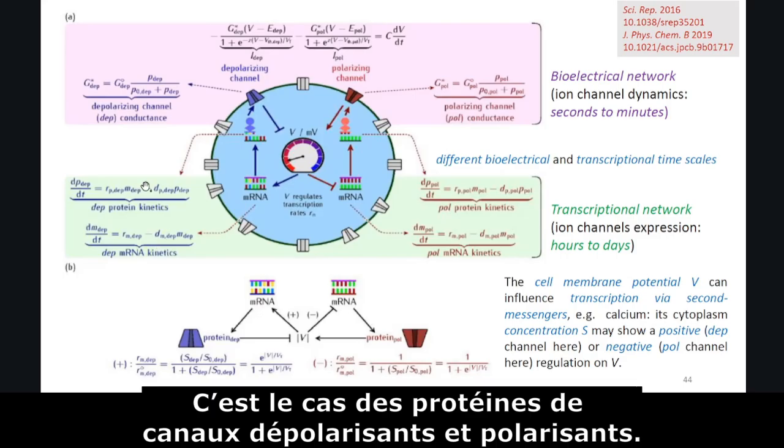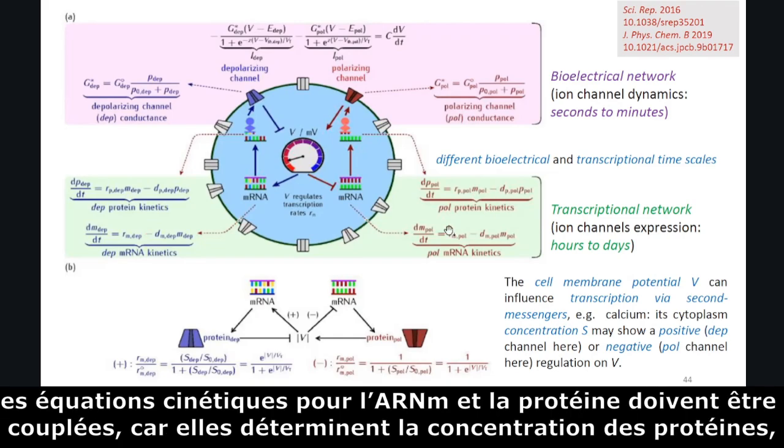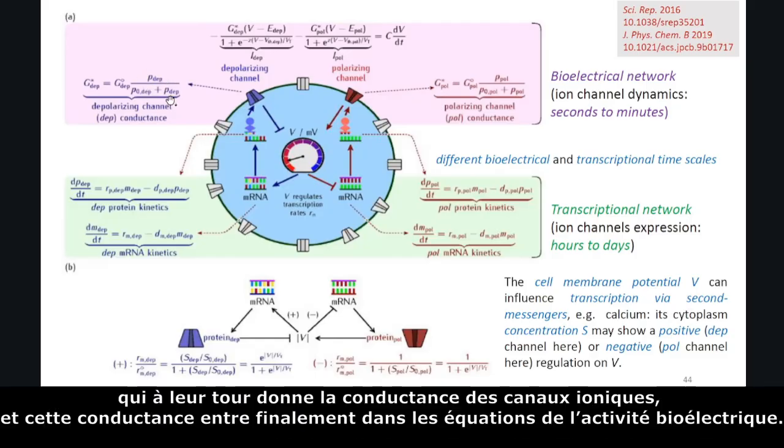This is the case of the depolarizing channel protein. This is the case of the polarizing channel protein. These kinetic equations for the mRNA and for the protein should be coupled, because eventually they give some concentration for the proteins, and this concentration of the ion channel proteins gives the conductance, and this conductance eventually enters in the equations for the bioelectrical activity.